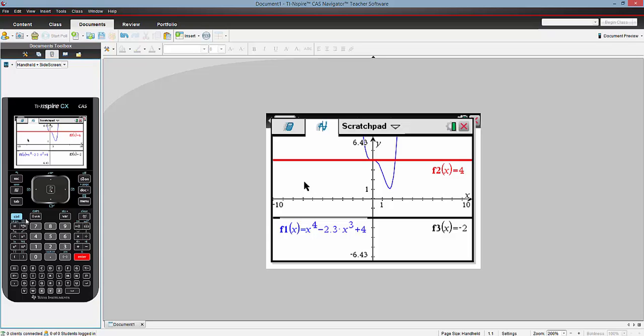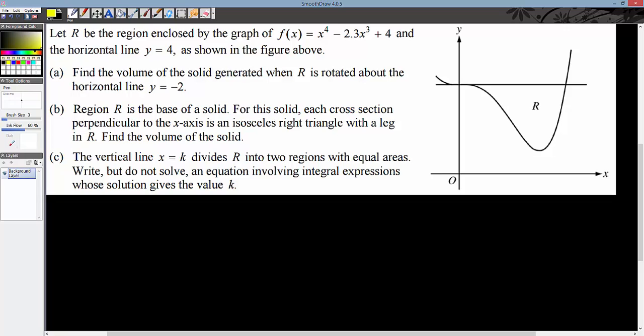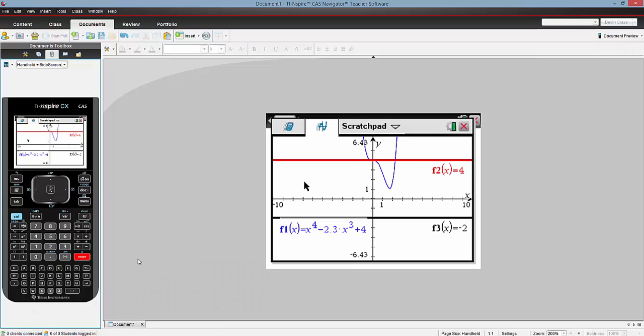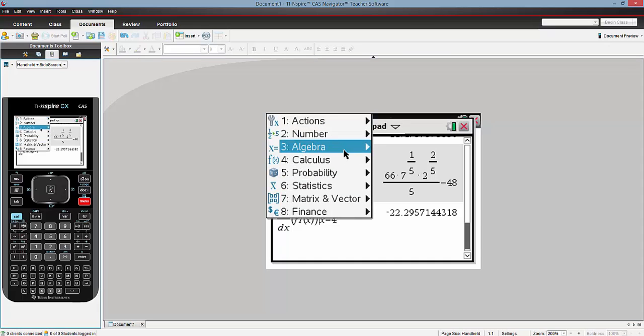So here's how I need to set this up. I need to imagine if I was to rotate this region around a line like this. It involves me finding the area of that region. So that is going to be the integral from 0 to, well, I need to find my limits of integration. I'm going to assume that's 0, but let's not be too hasty here. Let's go back, and I'm going to find out where those two functions intersect each other. So I'm going to use my solver.